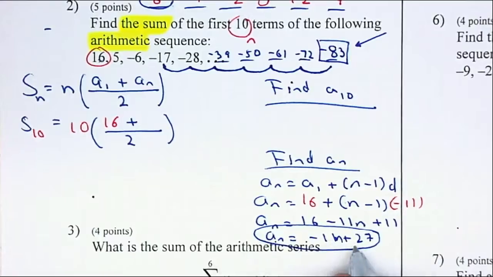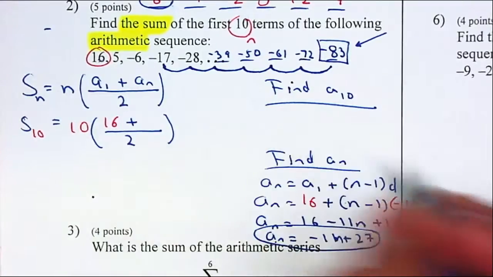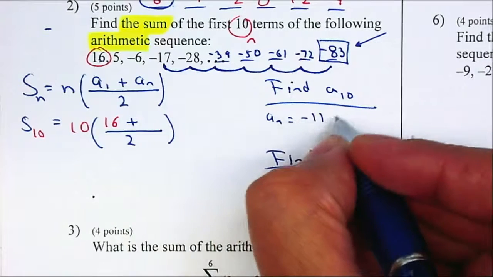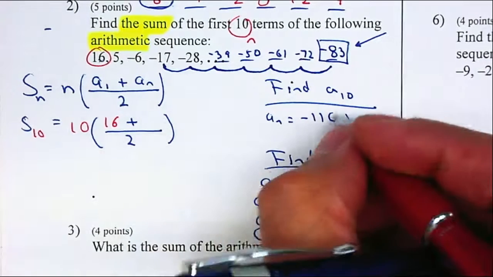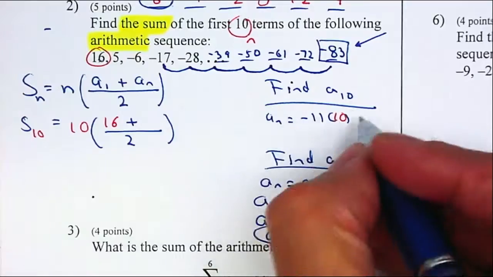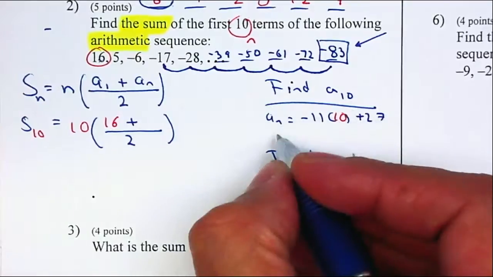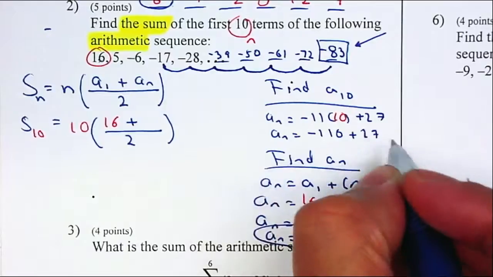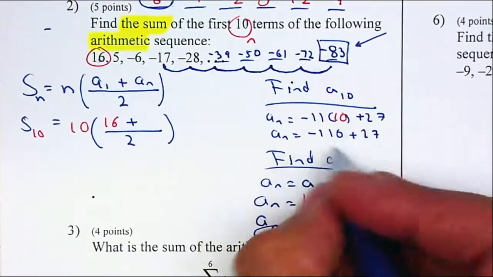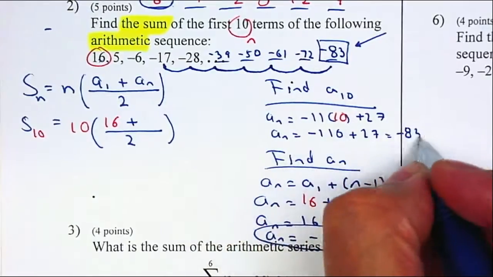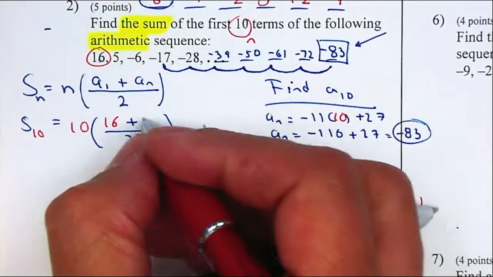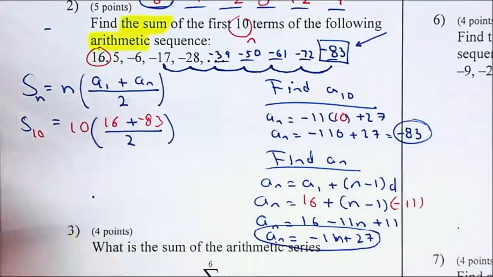Now, since I already know my equation, I can use my equation. A sub n is equal to negative 11 times 10 plus 27. So a sub n is equal to negative 110 plus 27, which happens to be negative 83. So once you find your 10th number, which is negative 83, we can just simplify.